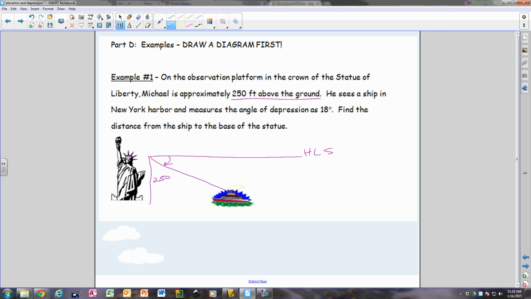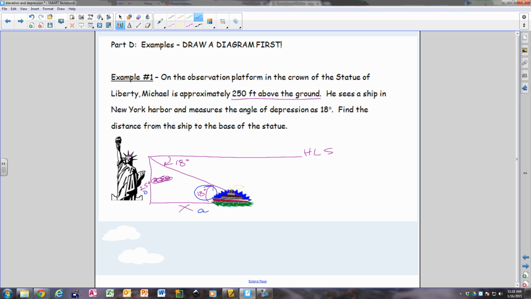So he's looking down at 18 degrees. And they want to find the distance from the ship to the statue. So from here to here. So they're looking for this. Well, let me write this over here. So this is 250. Okay, well, if this angle of depression is 18 degrees, remember that the angle of elevation is also 18 degrees because of the alternate interior angles. So if this is the angle we're referencing, this is adjacent and this side would be opposite.